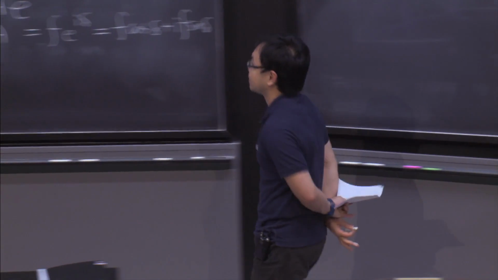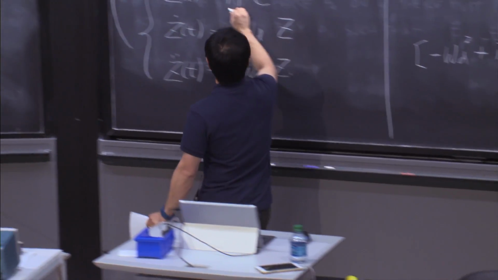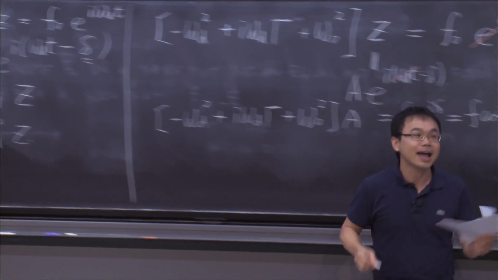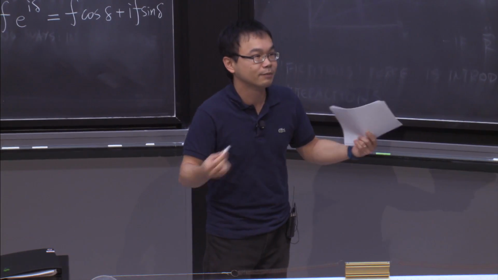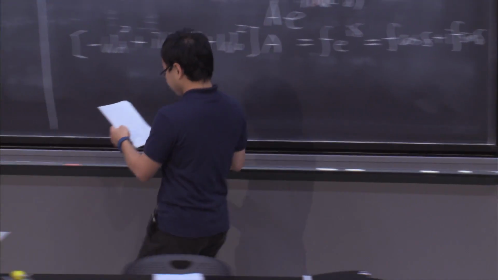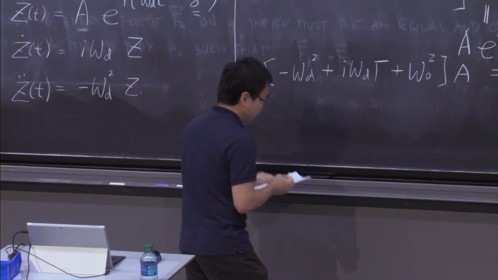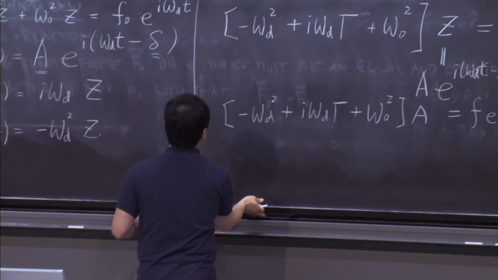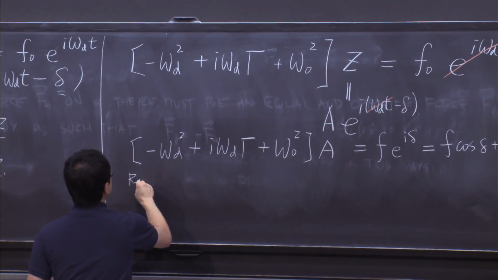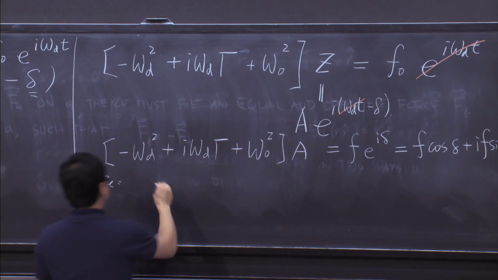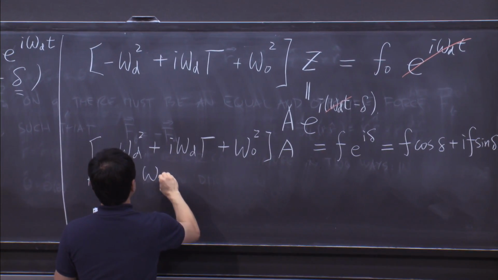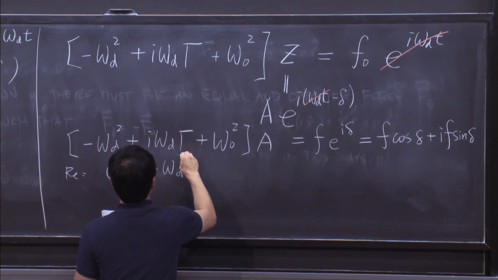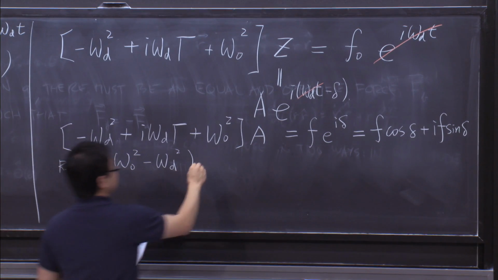That's very nice because I have two unknowns. The first one is the constant A, and the second one is delta. Now I have two equations, so I can solve for the functional forms of A and delta. Let me solve this equation immediately. If I take the real part from this equation, I get (ω_0 squared minus ω_d squared) times A. This is real.